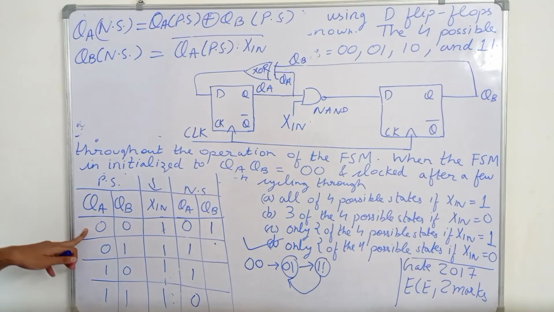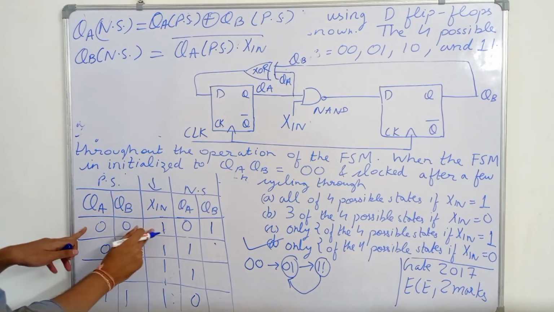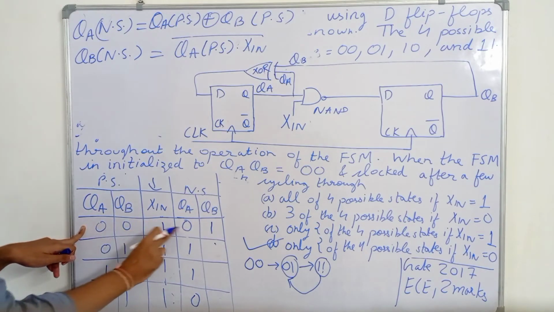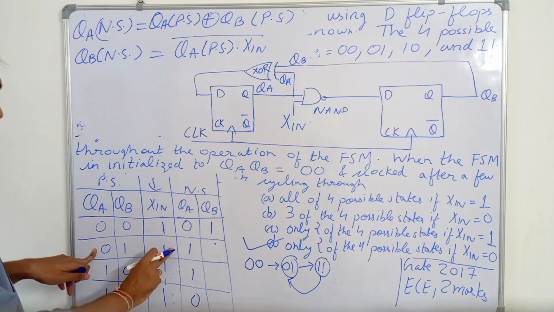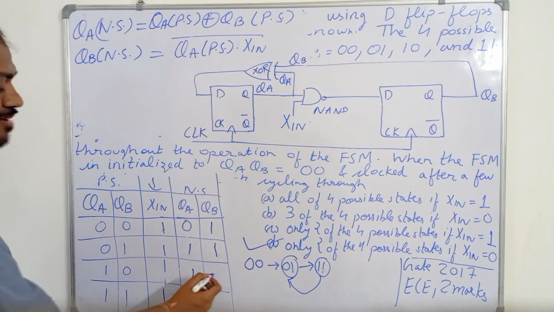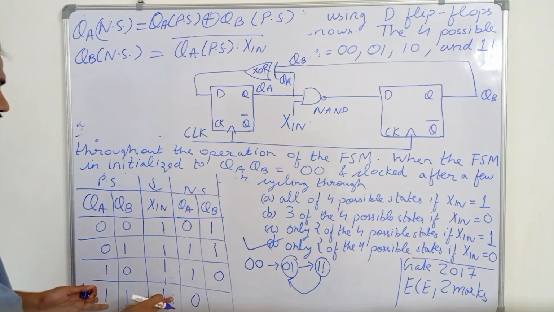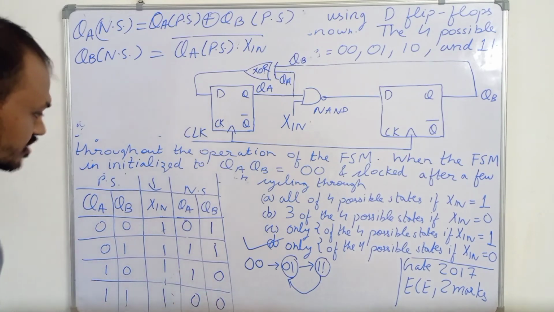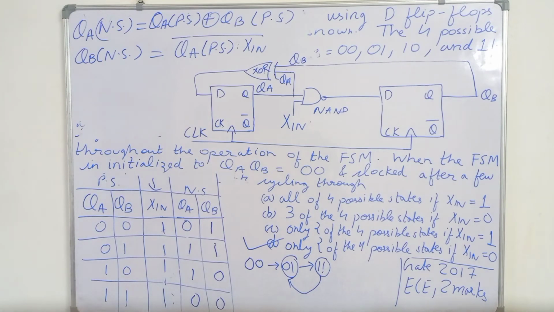So QB next state is present state QA dot x in and bar. So 0 1 1 dot 0 is 0 and bar is 1. Then 1 dot 0 is 0, bar is 1. Then 1 dot 1 is 1 and bar is 0. Then 1 dot 1 is 1 and bar is 0. So these are the next states for QB.